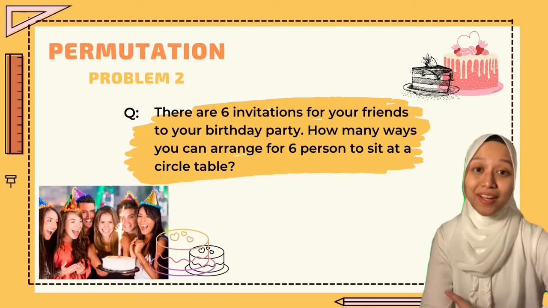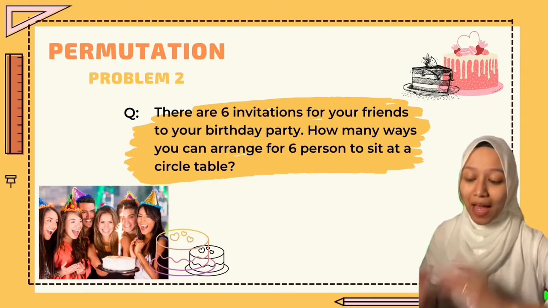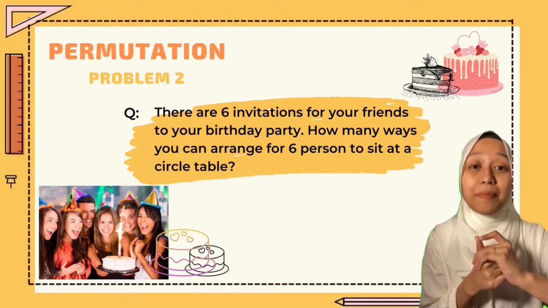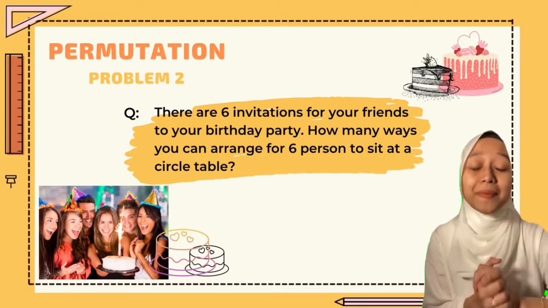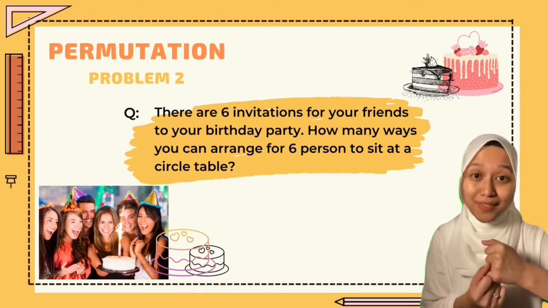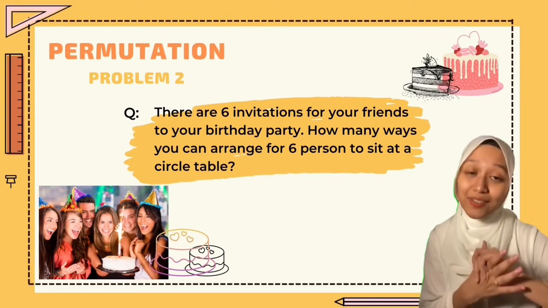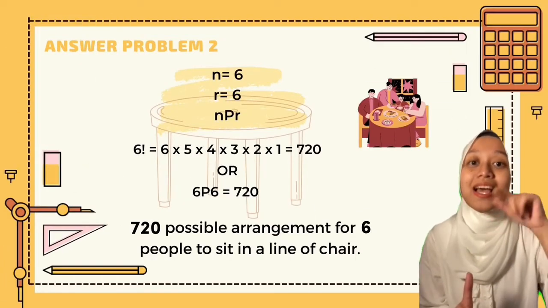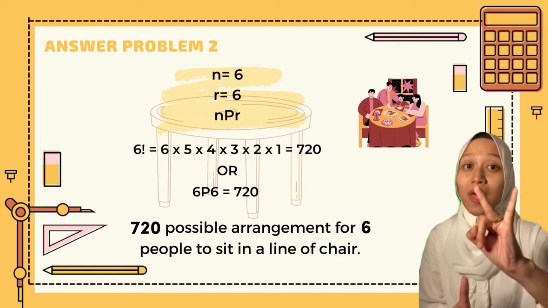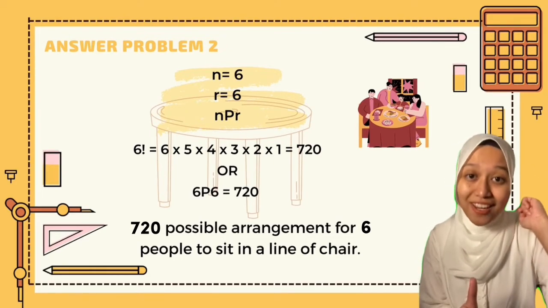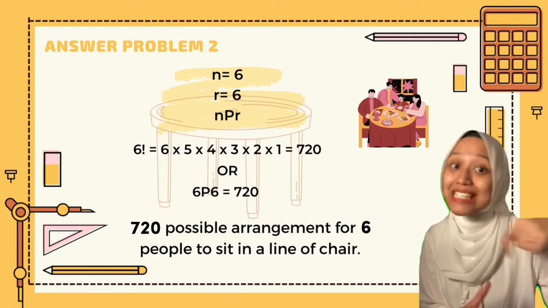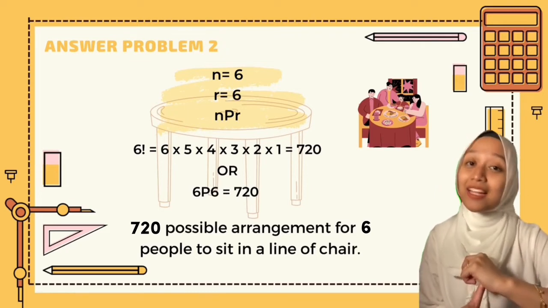For the second example of permutation, let's say that you have 6 invited friends at your birthday party, and the problem we need to solve is how many ways you can arrange them to sit at a circle table. Here the solution is 6 factorial, which is 6 times 5 times 4 times 3 times 2 times 1, that equals 720 possible arrangements for 6 people to sit in a line of chairs.